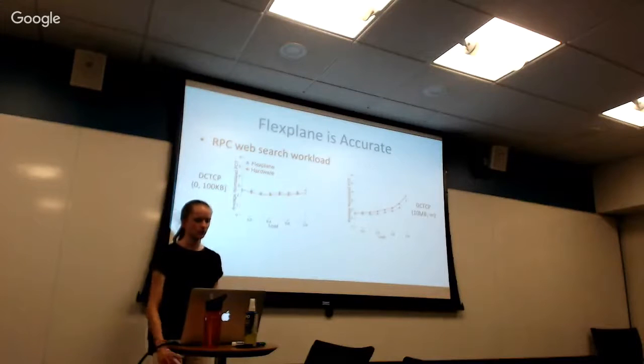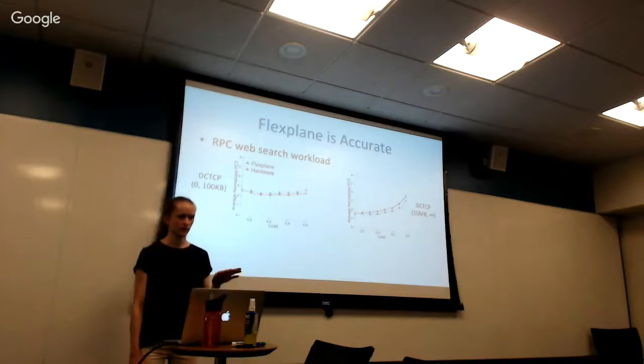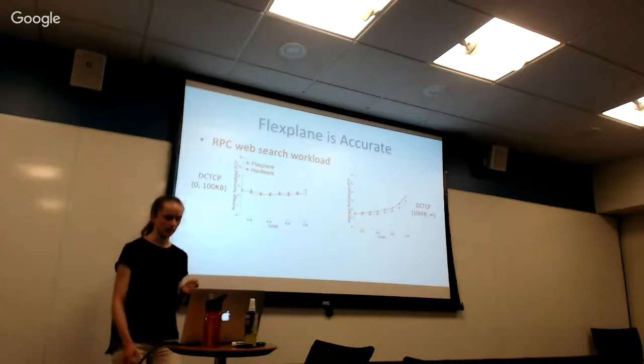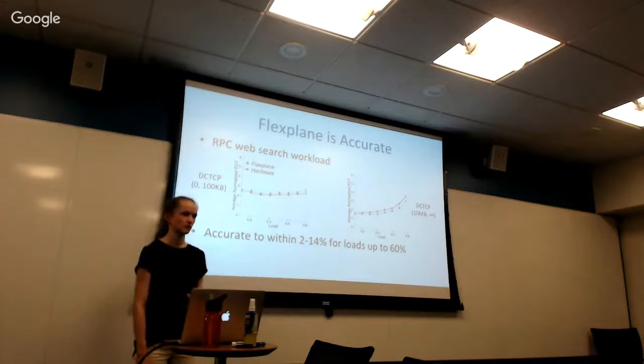This graph shows the results of this experiment for DC-TCP for small flows on the left and for large flows on the right. We also ran this experiment with Droptail. Across DC-TCP and Droptail, Flexplane predicts the average normalized flow completion times to within 2 to 14% for loads up to 60%. For higher loads, Flexplane's accuracy decreases slightly, but remains within 18% for small flows and 24% for large flows.